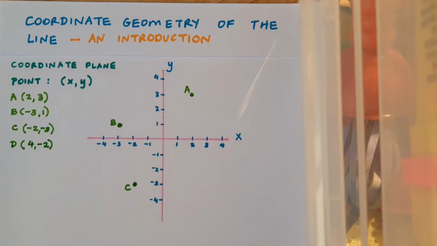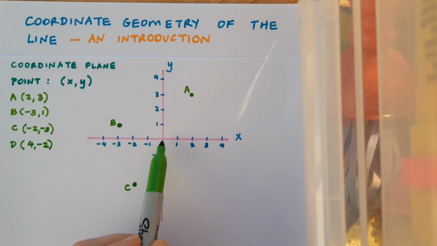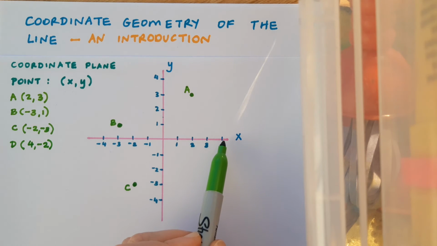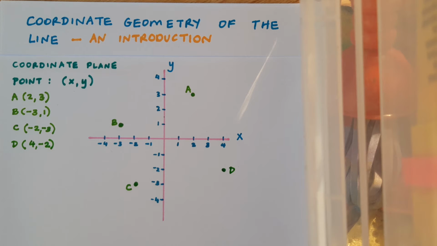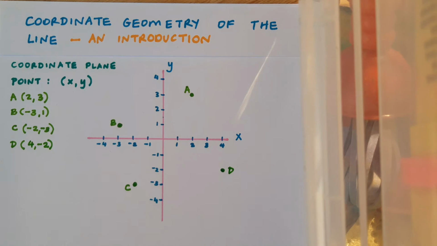Next I have the point D, which is 4, -2. Again, take a moment to think where you think this point should be located. Okay, so D, I'm going to start from the center point here, and I'm going to go out as far as 4, and then down as far as -2. And there's my point D on my coordinate plane.